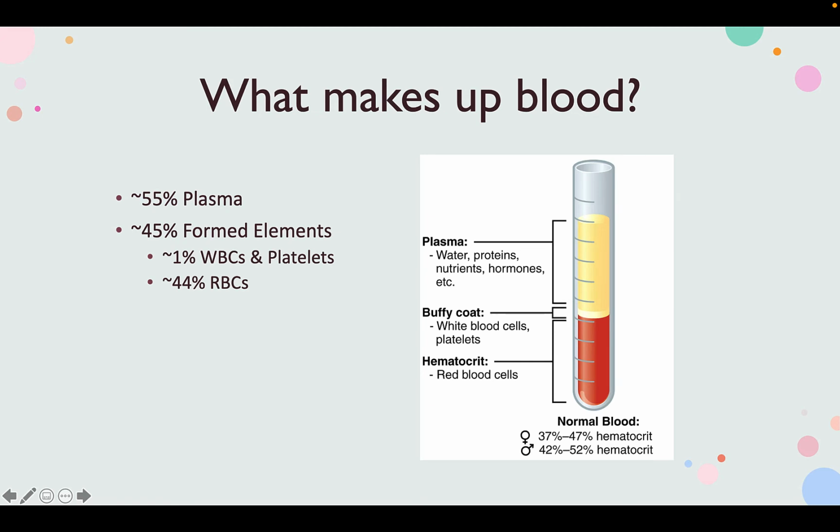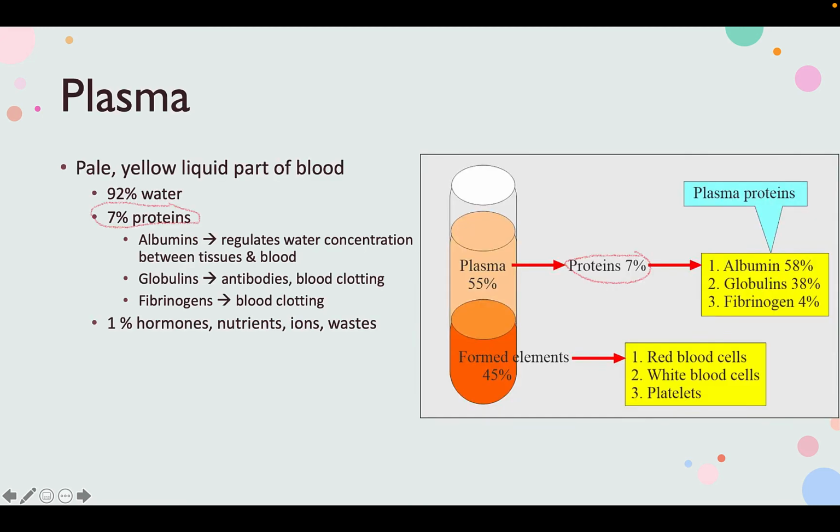Now plasma. Well, most plasma proteins are going to be produced in the liver. 92% of plasma is water, and 7% is protein. And this 7% is made of albumin, globulins, and fibrinogens. So the albumins regulate your water concentration between the tissues and the blood.